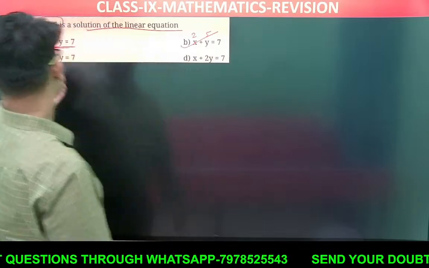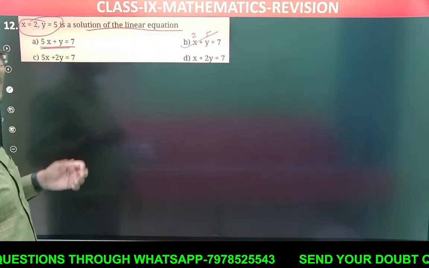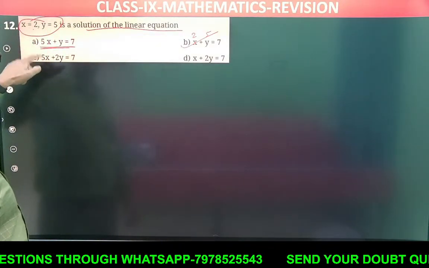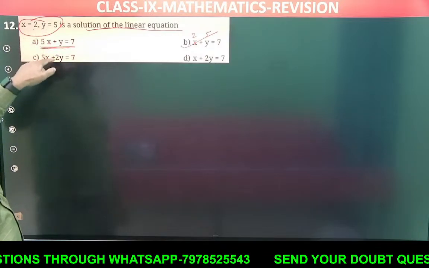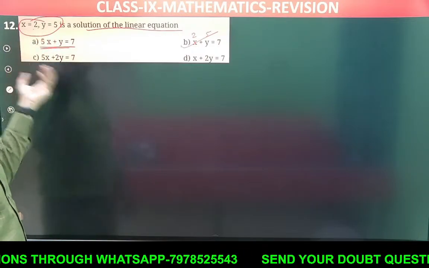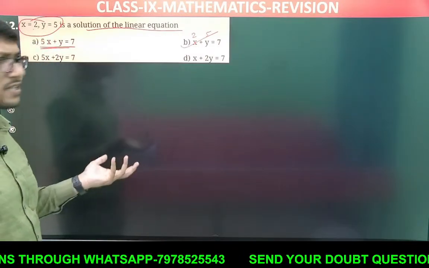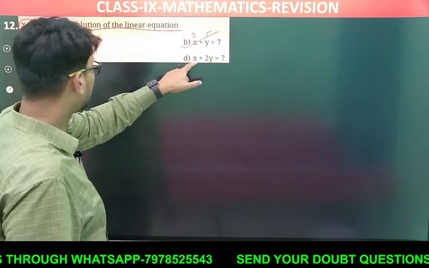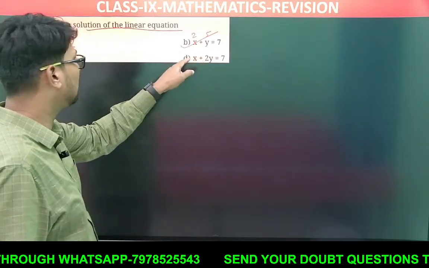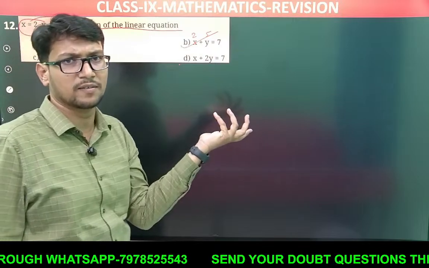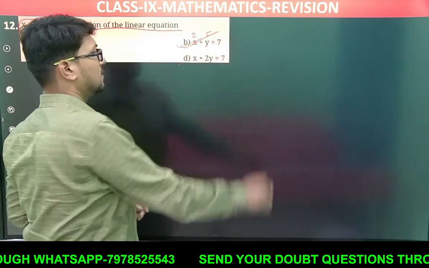So the rest of the options definitely will not satisfy. Check how: 5 into 2 is 10, and 2 into 5 is 10. So 10 plus 10 is 20, but 7 is given. That's why it is wrong. Again, this is x 2, y 5: 5 times 2 is 10 plus 2 is 12, which is not satisfying. So only option B is the answer. Okay.